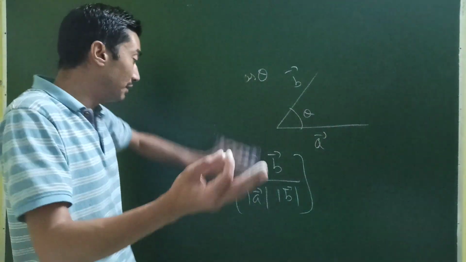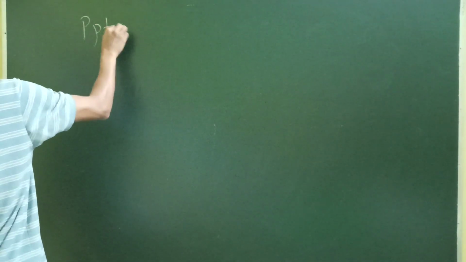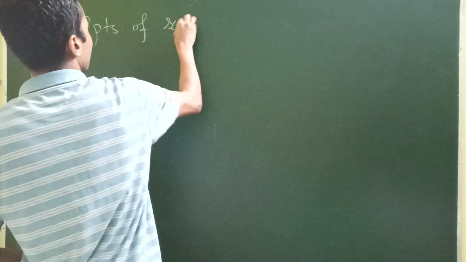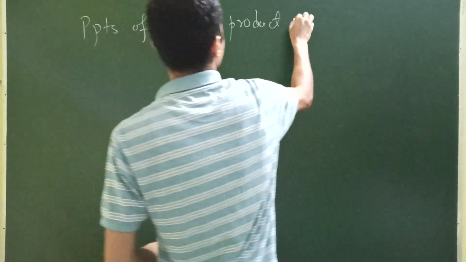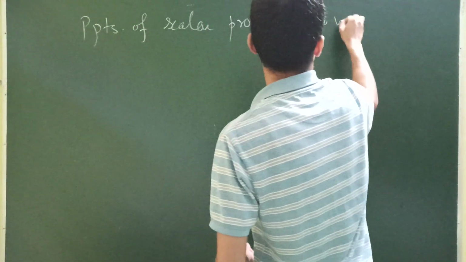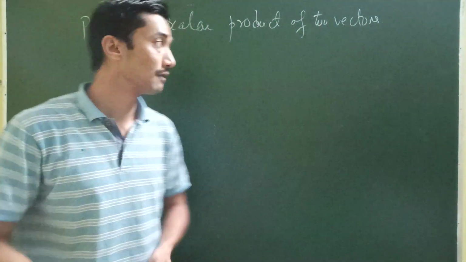Anyway, since I already mentioned the property, proof we will not do, but let me just give you the properties. Okay, first one, since I already mentioned, so properties of scalar product of two vectors. Maybe important for multiple choice questions also.